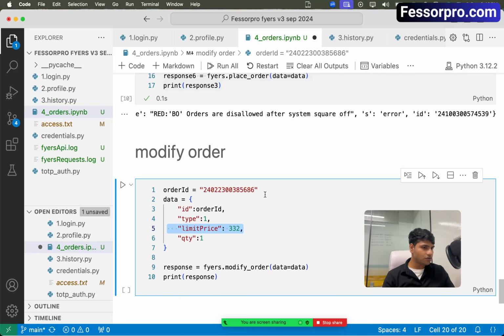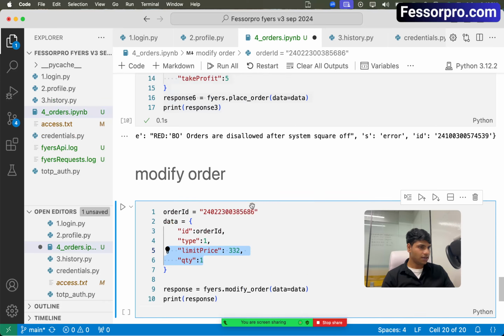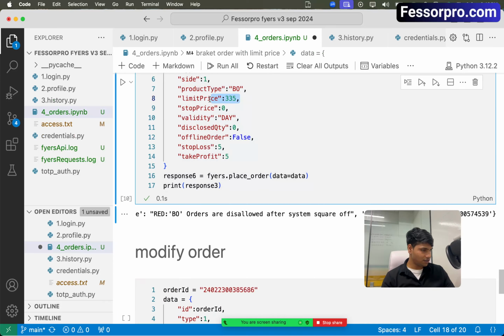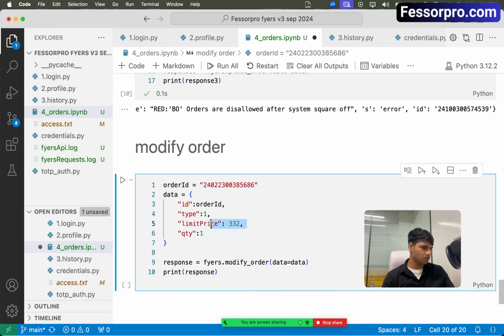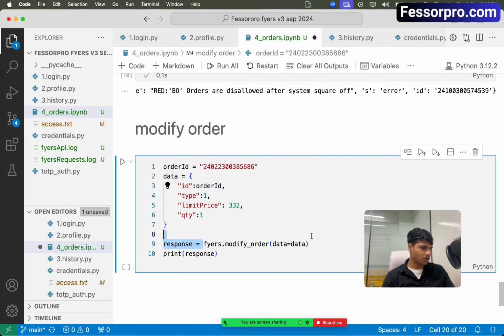To modify the order, you need the order ID. Once you have the order ID, you have to specify the type. Type 1 means it's a limit order. And then you have to specify the new price and the new quantity. Here, I have placed the order at limit at 335. Now I want to change it to 332. So this is how I'll do it. You create this dictionary and then you call Fyers.modify order function and then just send this data.